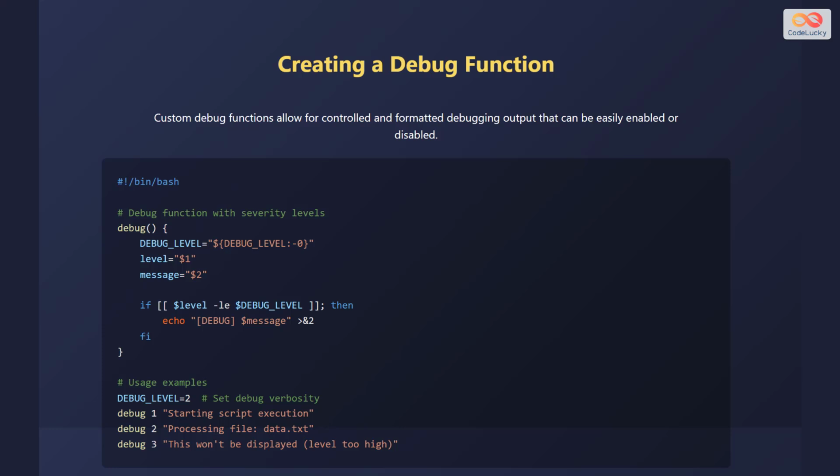Finally, there are example usages of the debug function. First, we set the debug level to 2. Then, we call the debug function with different levels. The message with level 3 won't be displayed because the debug level is set to 2.